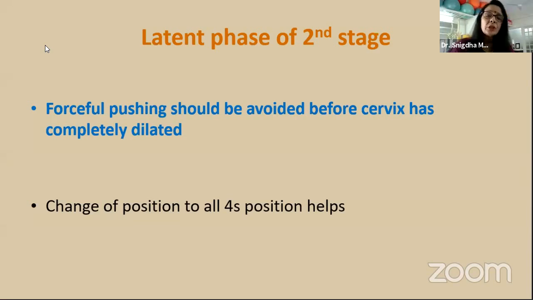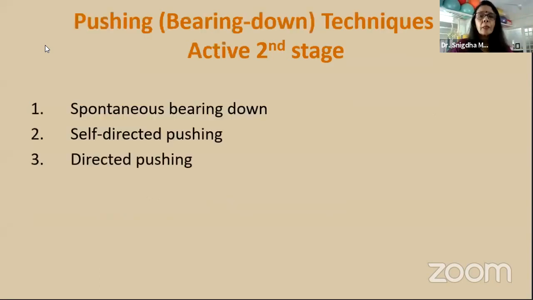Suppose the woman feels that she needs to push, she just cannot control the pushing urge during this phase. Then she can change her position, and an all fours position or a quadruped position helps in this case. And when they enter the active second phase, the pushing or bearing down techniques can be taught by us. So there's a spontaneous bearing down technique, and then there's self-directed pushing and directed pushing.